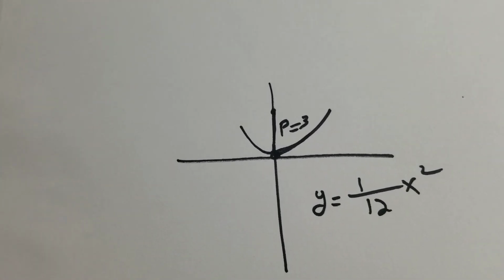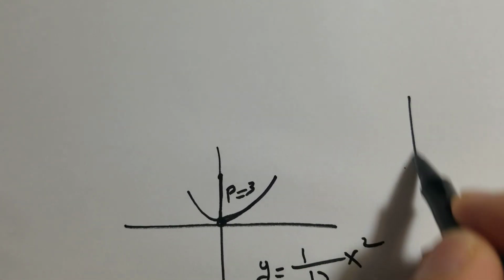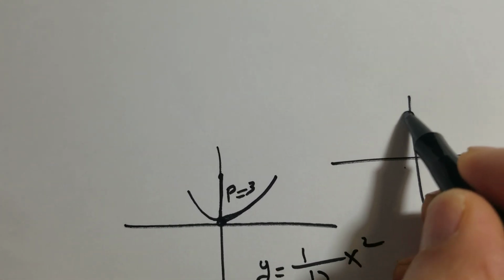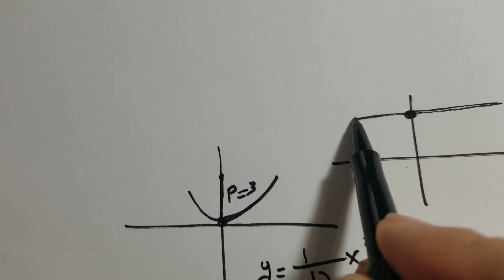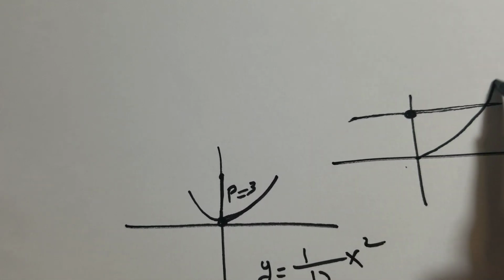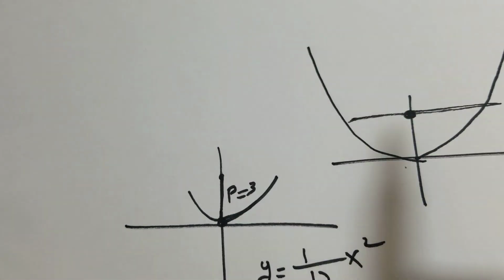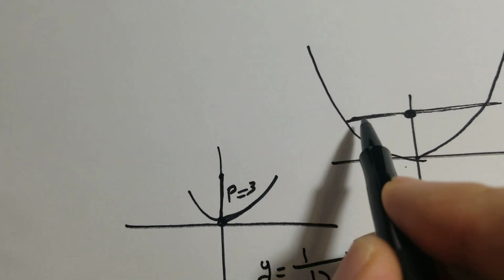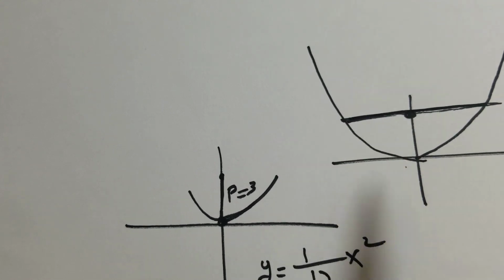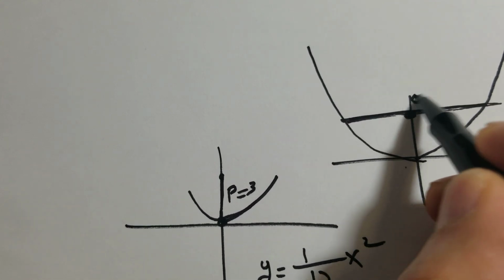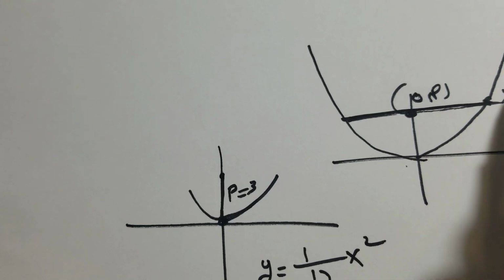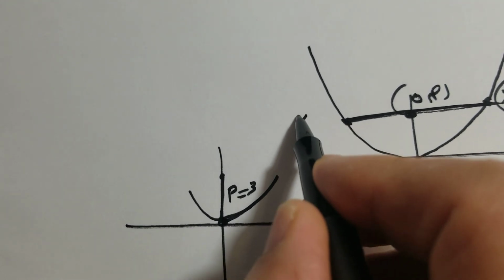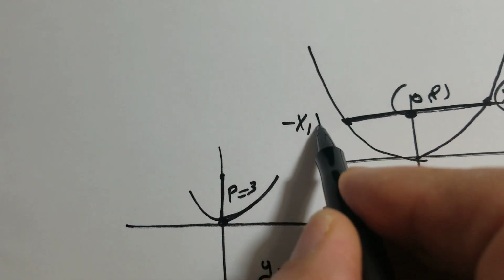But let me ask you a favor. If I take a point P right here on the parabola, I'm going to have the same point here and here. I'm talking about that one right here. Therefore, this distance is a p. This one is x and a p, and this distance is negative x and a p.